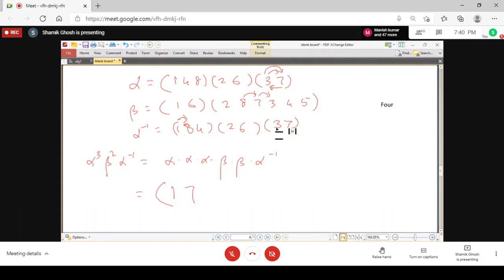So we start from 7 with the rightmost position of alpha inverse, and we got 7 to 3. Then we come to beta for twice application of beta, and 3 to 4, 4 to 5. Now we come to 5. We are searching for 5 here, and there is no 5. So 5 remains to itself.